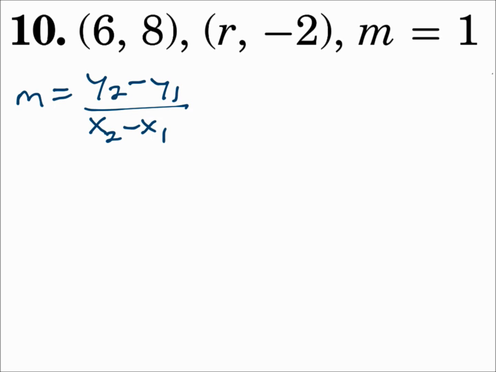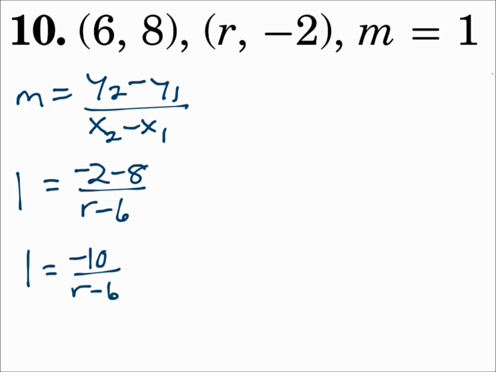So let's substitute. M is 1, y2 is -2, minus y1 is 8, over x2 is r, minus x1 is 6. And we'll solve this for r. Simplify it a little bit. -2 minus 8 is -10.